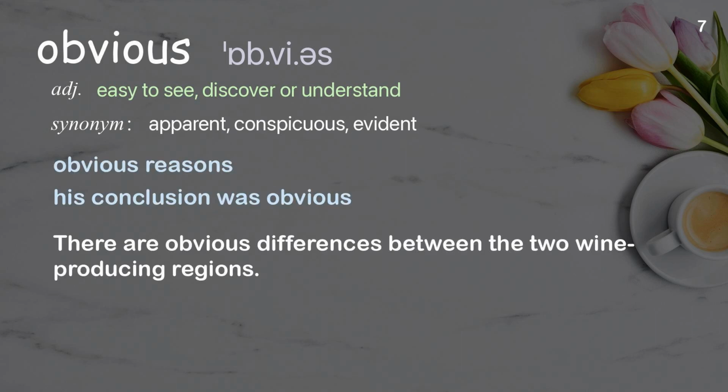Examples. Obvious reasons. His conclusion was obvious. There are obvious differences between the two wine-producing regions.